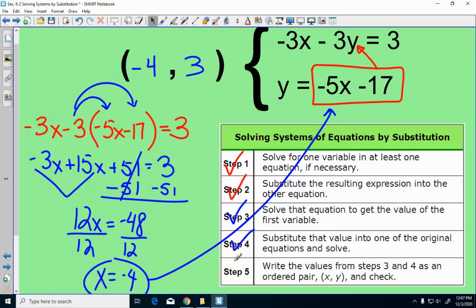Okay. Step 4 done. Step 5 done because I wrote my ordered pair. The first part of this is where work is involved to find that first variable. Once you find the first variable, you get the second one for free. You just go right back to where you started, plug it in there, and you're done.